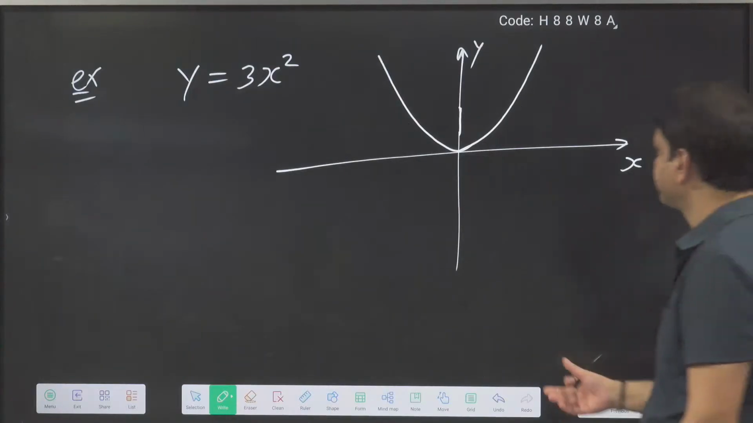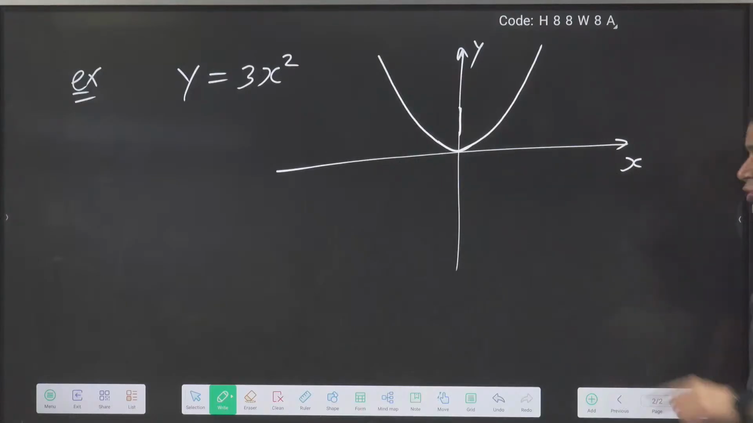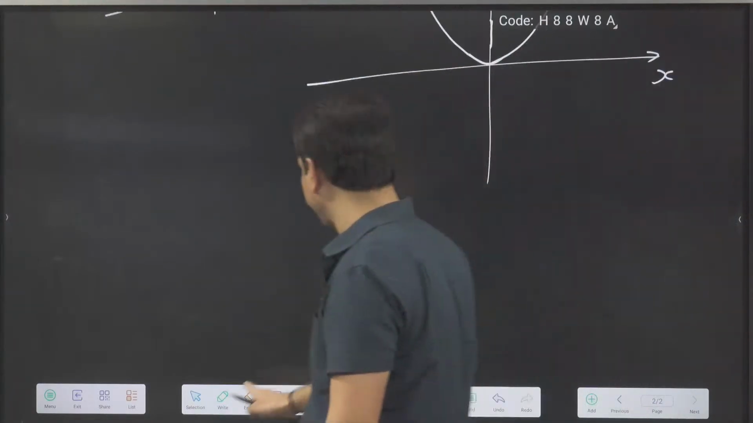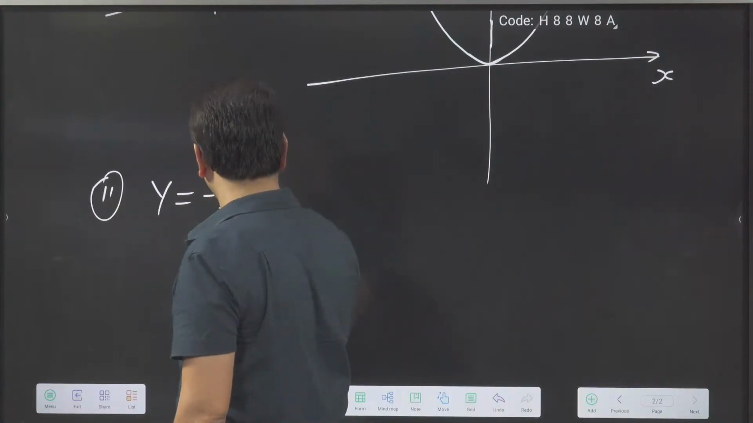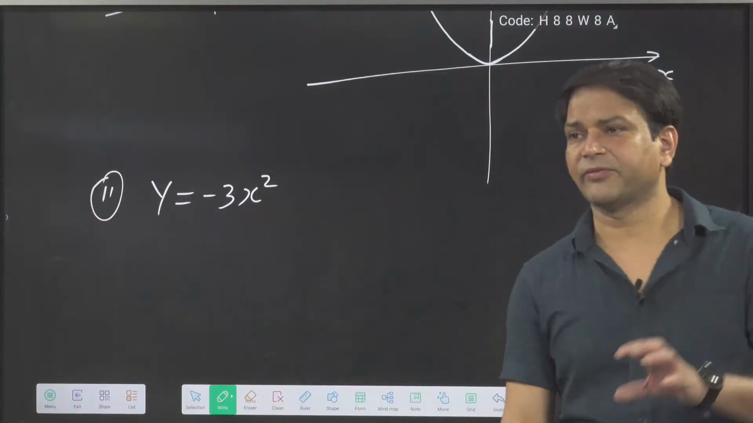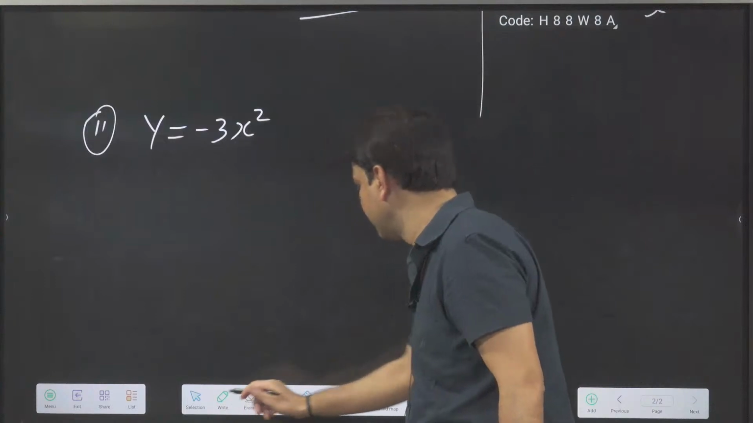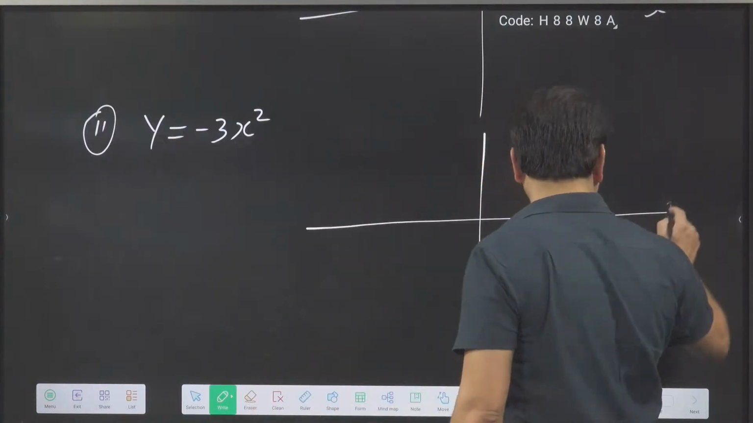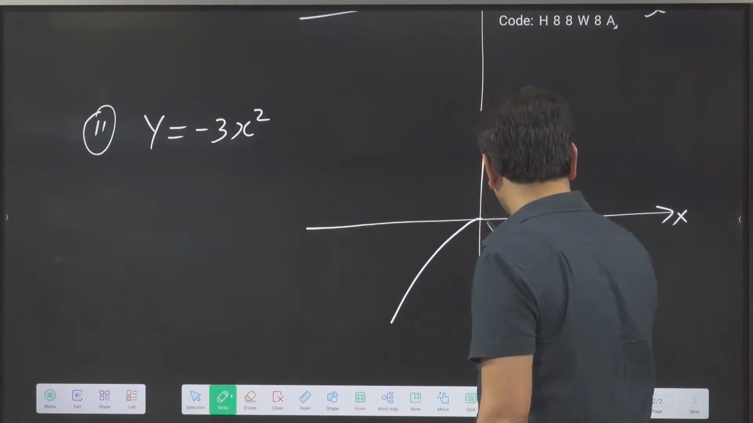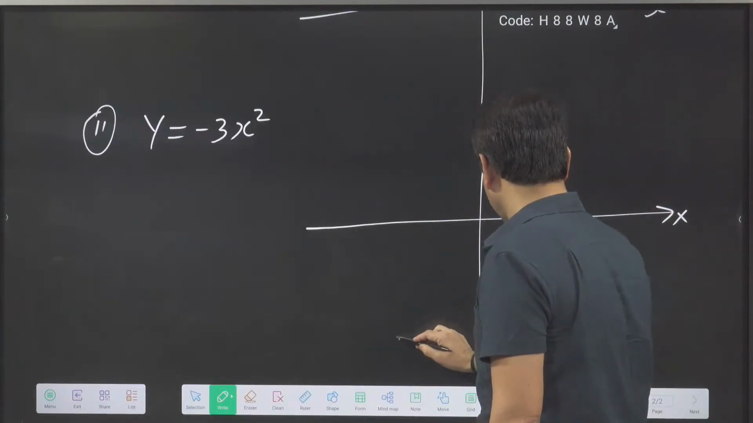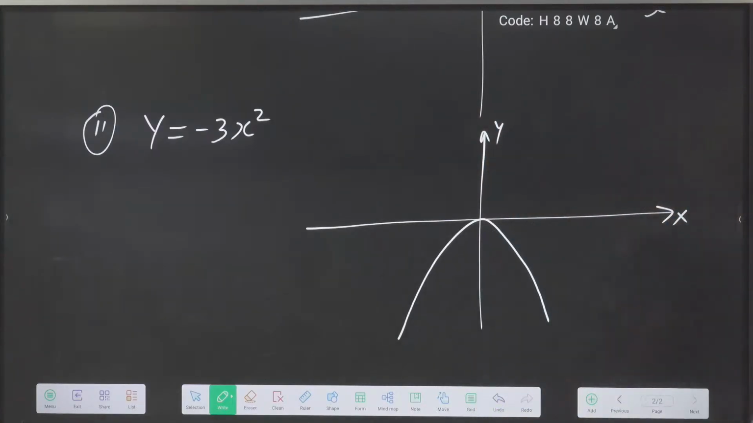Everybody completed? Okay. If in place of the plus they give the minus, suppose I am saying y is equal to minus 3x square. Okay, same equation, but on one side we have the minus sign. Then we will take the negative y-axis as a mirror, so what will the shape be?